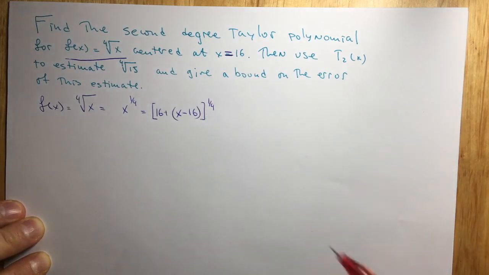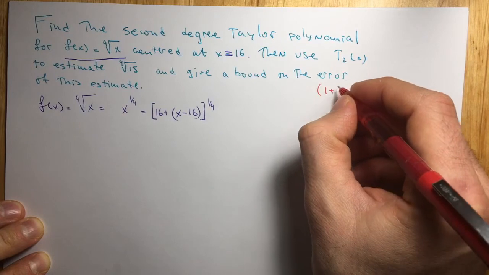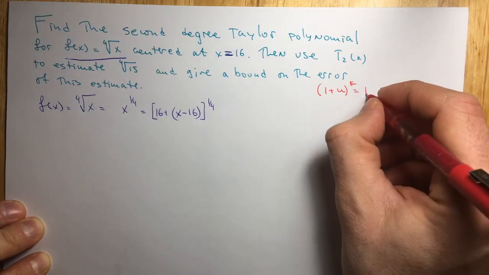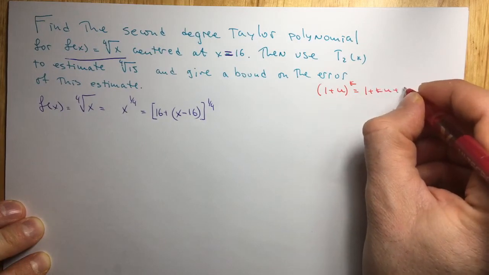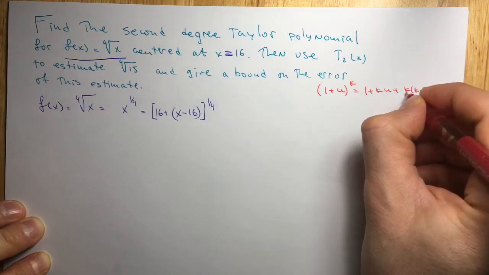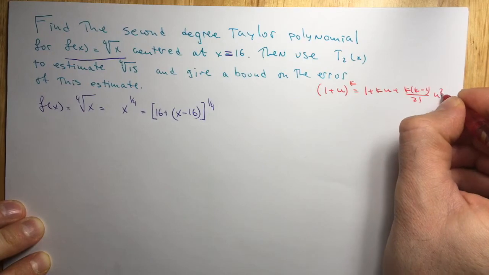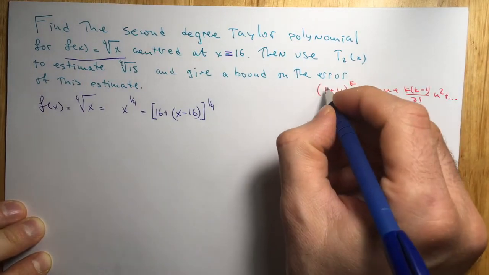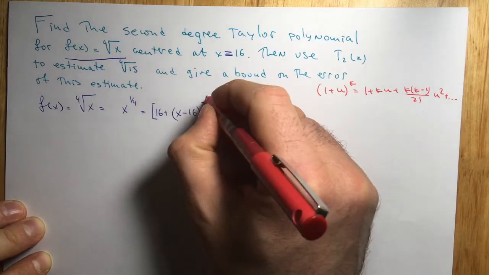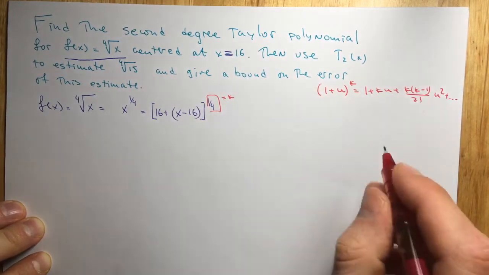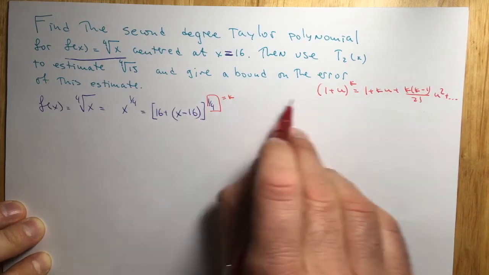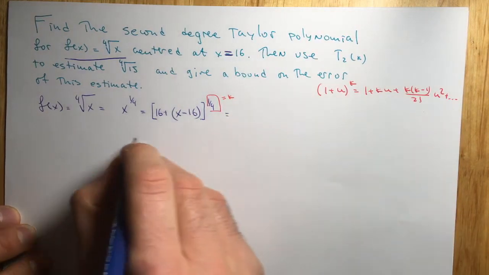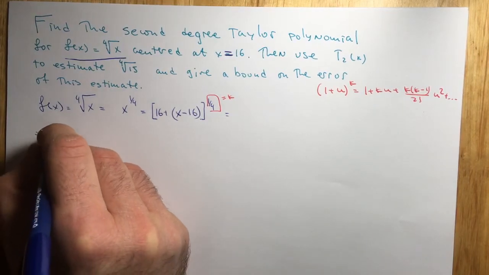And then we know the binomial, right, is 1 plus, let's say, u to the power of k. And this is going to be 1 plus k times u plus k times k minus 1 over 2 factorial u squared, and so on and so on. So I know what my k is. k is 1/4. Now I want to adjust this expression to look like 1 plus u, and to determine also what my u is going to be, right? So how are we going to do that?